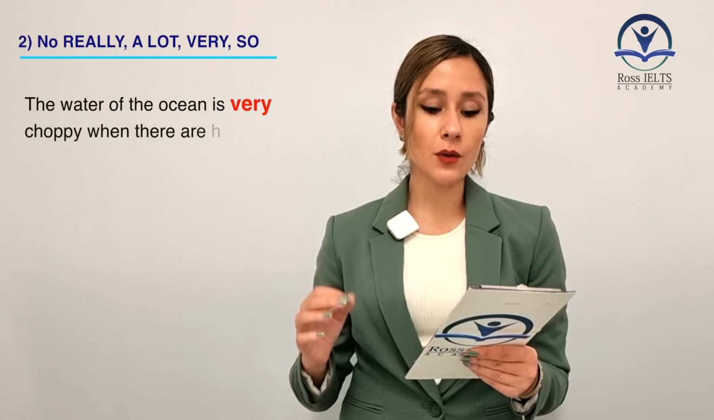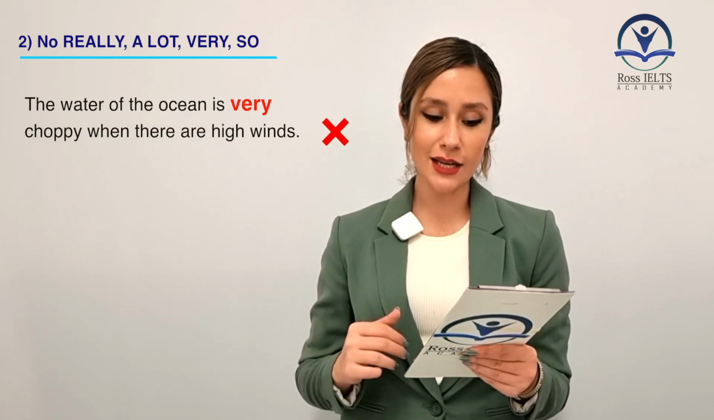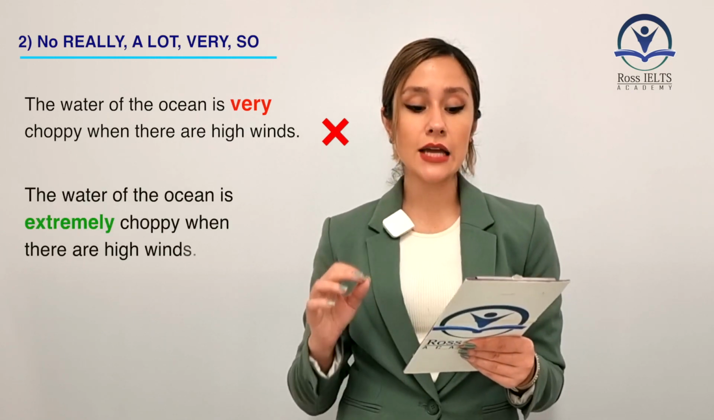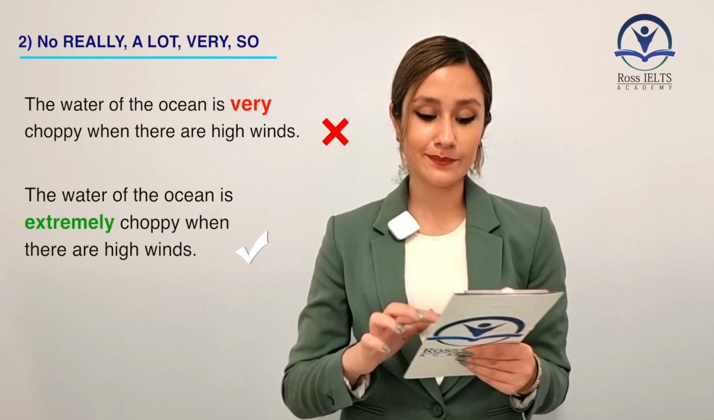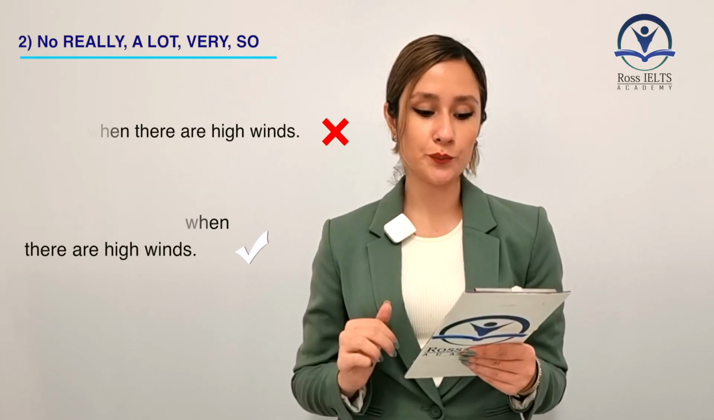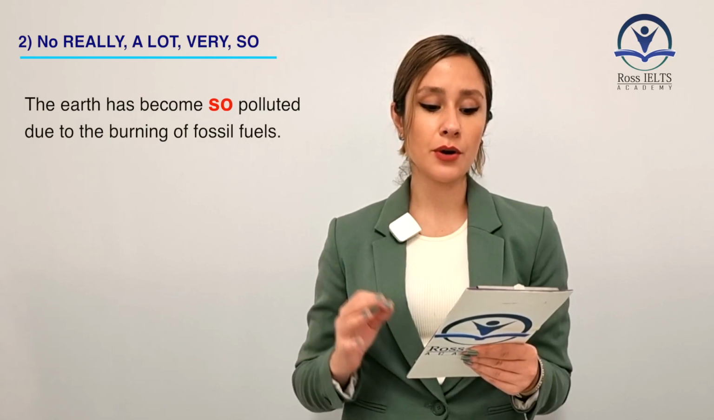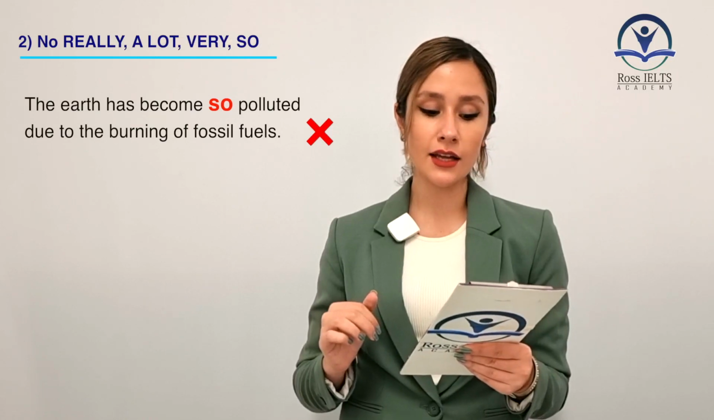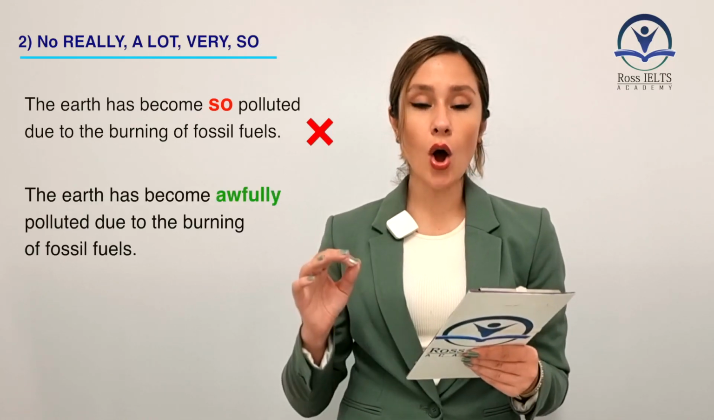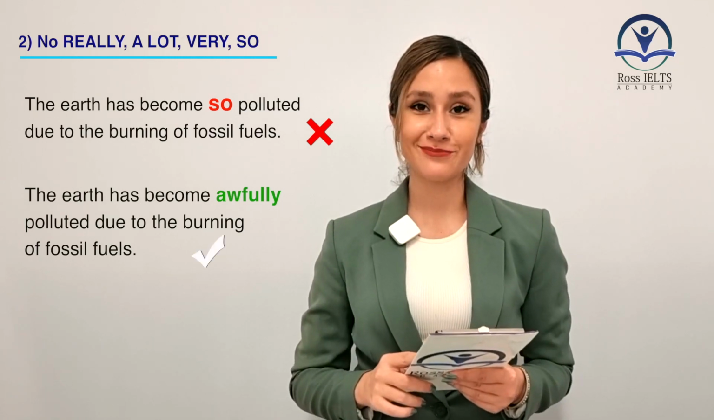For example, the water of the ocean is very choppy when there are high winds. Now we can say, the water of the ocean is extremely choppy when there are high winds. Now the word so. The earth has become so polluted due to the burning of fossil fuels. Now with the alternative, I can say, the earth has become awfully polluted due to the burning of fossil fuels.